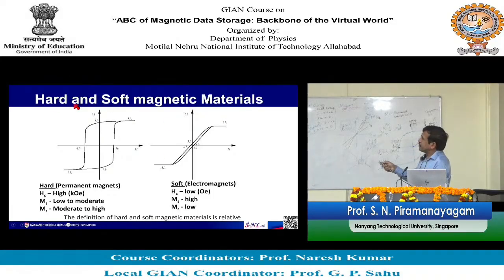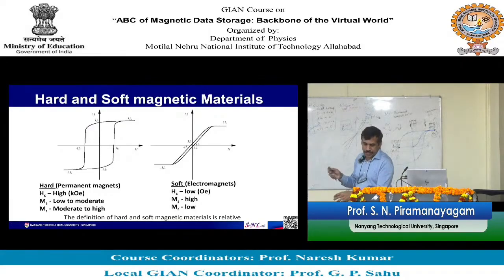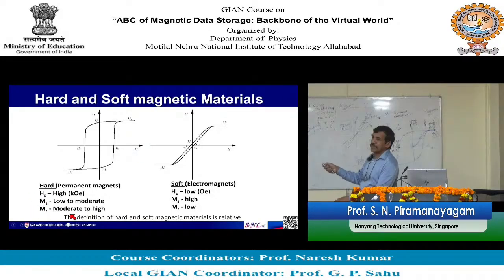The definition of hard and soft is relative. There is no absolute number below which you will say this is soft, above which you will say it is hard. It's a relative term, but in general the definition of hard and soft is based on the coercivity, remnant magnetization, and MS, saturation magnetization.